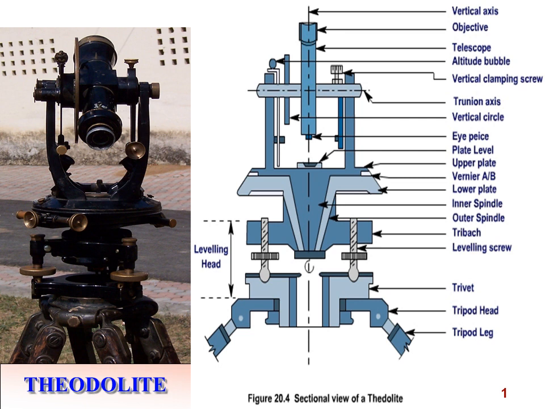Then we have a plate level, and whenever we make the line of sight horizontal, in order to keep the vertical axis perpendicular to the line of collimation, we bring the plate bubble in the level tube to the center. Once it is at the center, the vertical axis and the line of collimation make an angle of 90 degrees, and only then do we record the horizontal angle as well as the vertical angle.